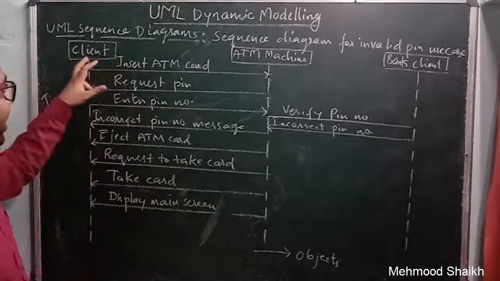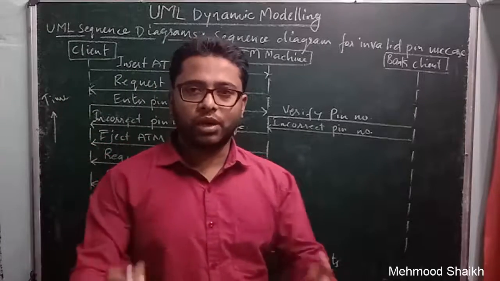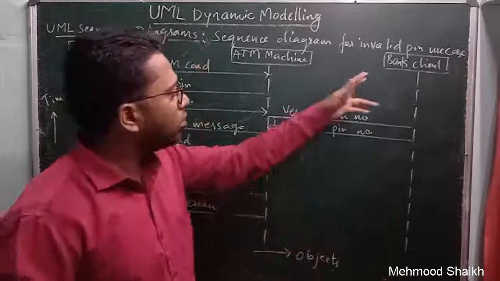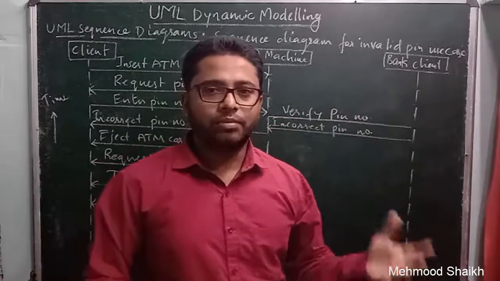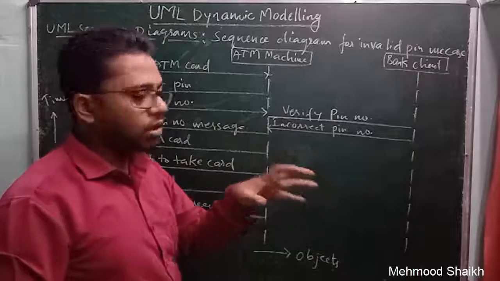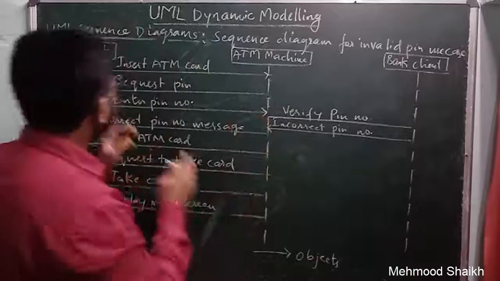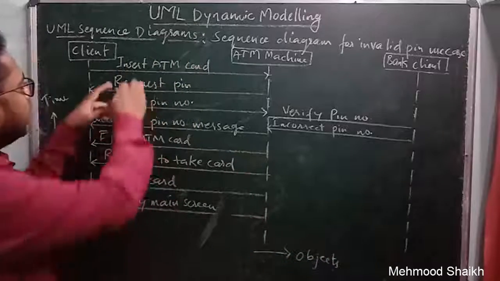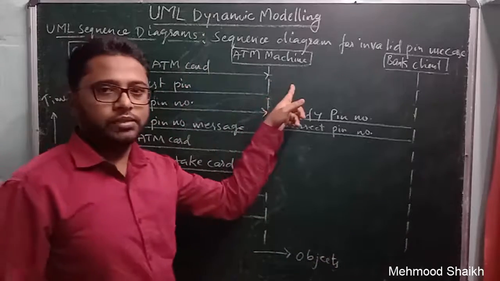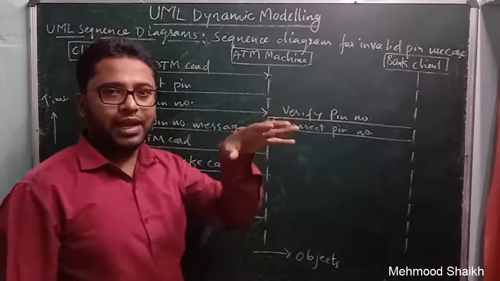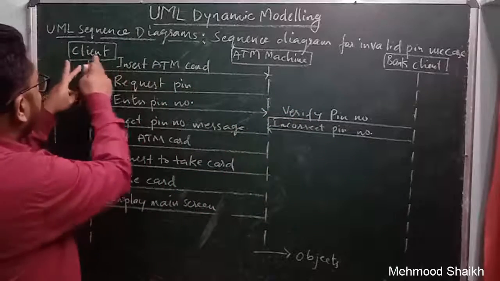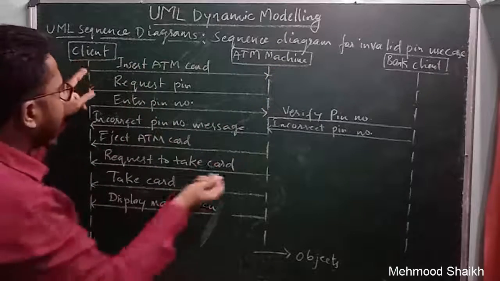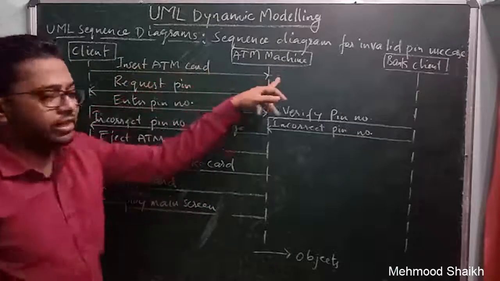First is the client or the customer who will be withdrawing the money, the second object is the ATM machine, and the third object is the bank client, or bank server. Whenever the customer visits the ATM system, the first operation the user will perform is inserting the ATM card into the machine. That activity is represented here, from client to ATM machine.